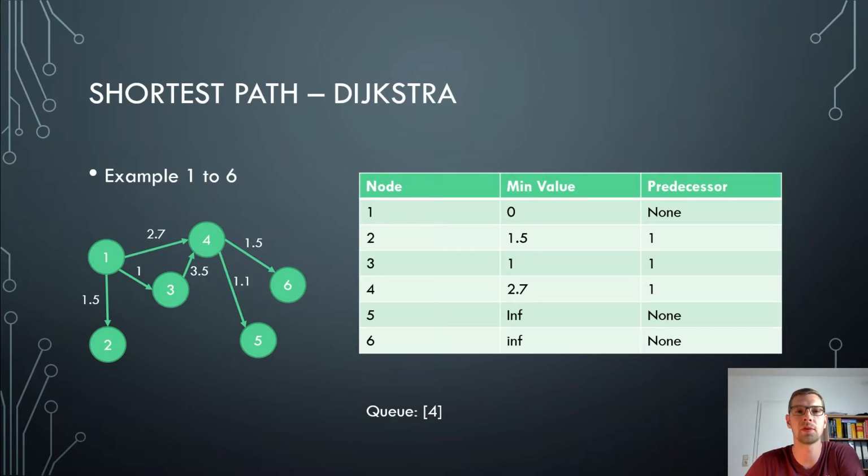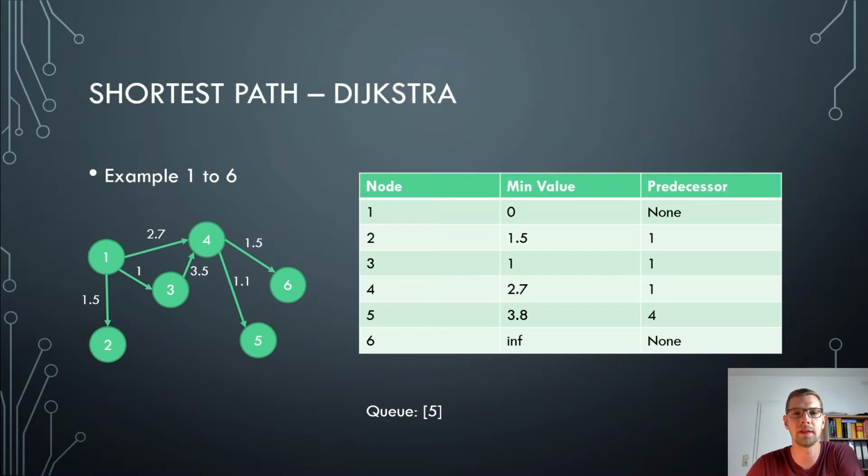The next node we work on is node 4. Node 4 has 2 children, the 5 and the 6, and we go through each child. The next node is 5, and the minimum value of the node 4 is 2.7, plus the costs from node 4 to node 5 is 1.1, so we have overall costs of 3.8, and these are smaller than infinity, so we write it down in our table here, and we write down as our predecessor the node 4.